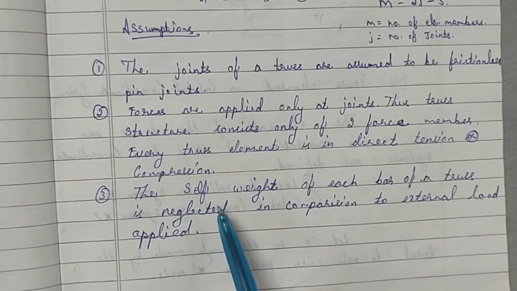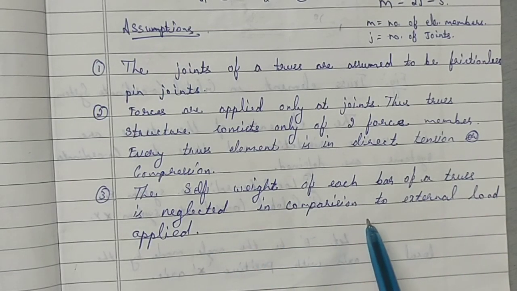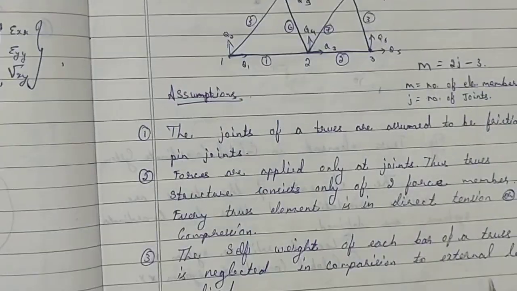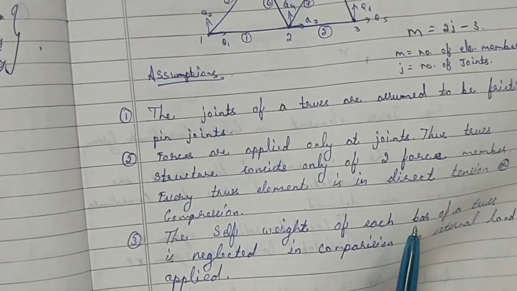The self weight of each bar of a truss is neglected in comparison to the external load applied. So the self weight of the truss member will be neglected while analyzing the truss.